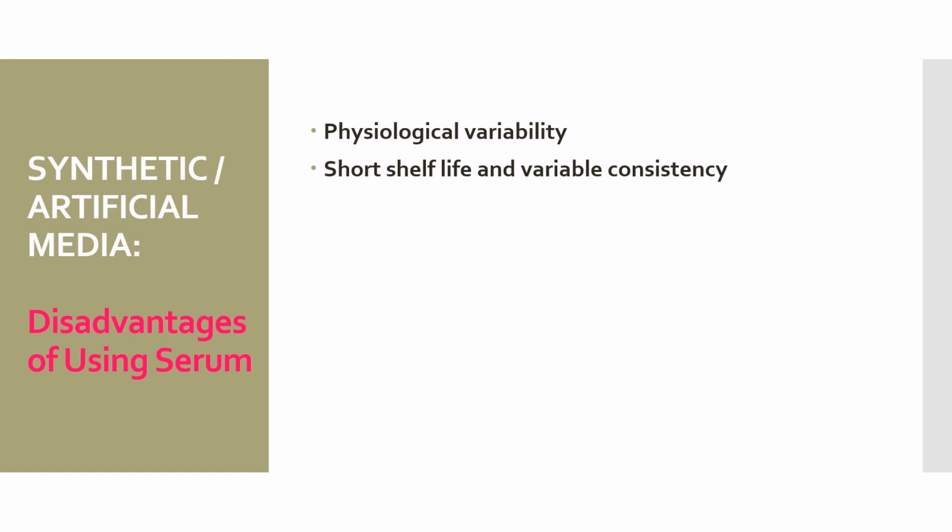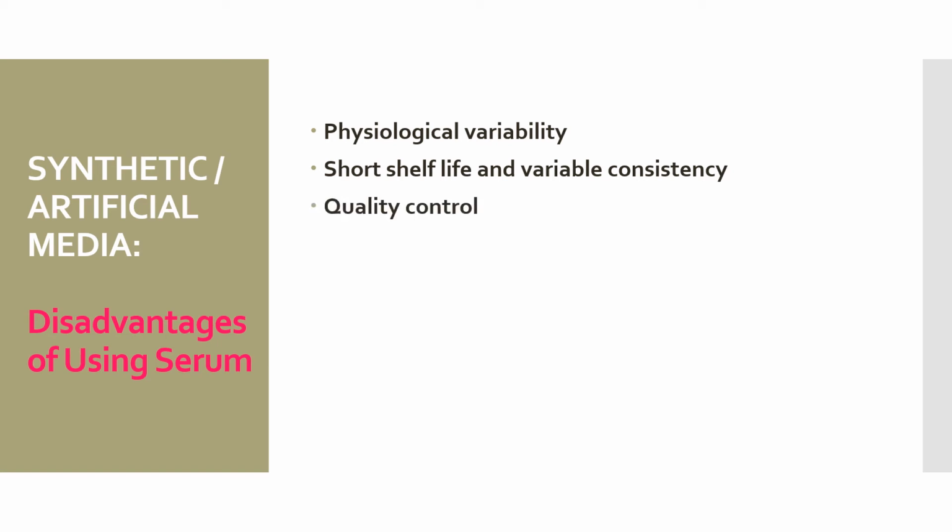The concentrations and actions of these minor components have not yet been fully determined. Short shelf life and variable consistency. Serum deteriorates very soon and may last as long as 1 year. Also, serum varies from batch to batch, so it must then be replaced by another batch that may be selected as similar but will never be identical to the first batch.